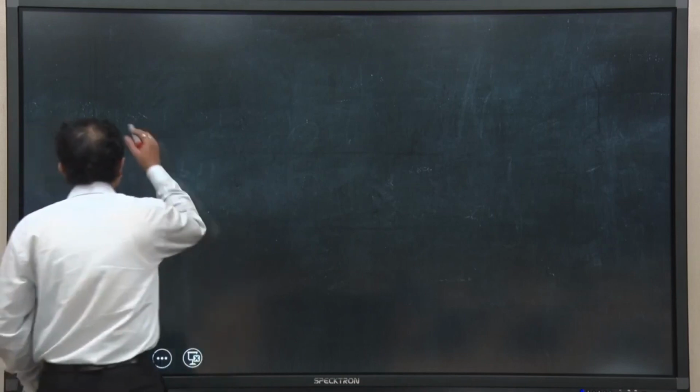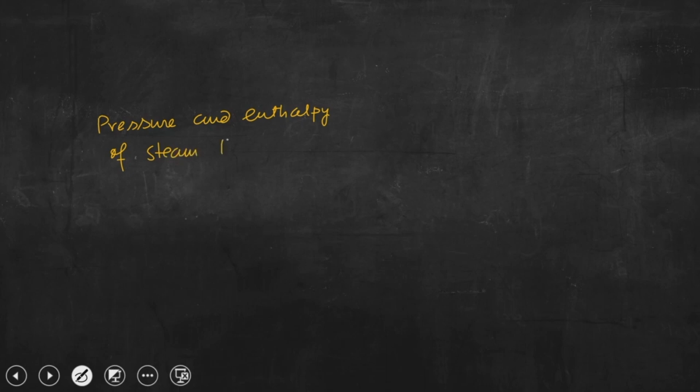So, let us now move to calculate the pressure and enthalpy of steam that is being produced. So, we have to calculate. How can we calculate? Pressure of steam, it is given pressure of steam.